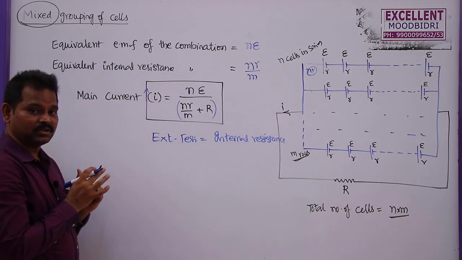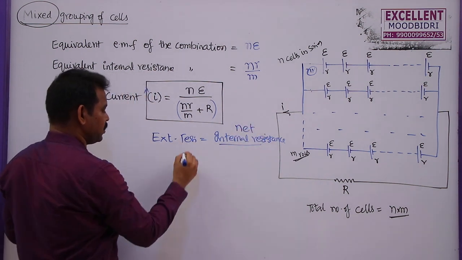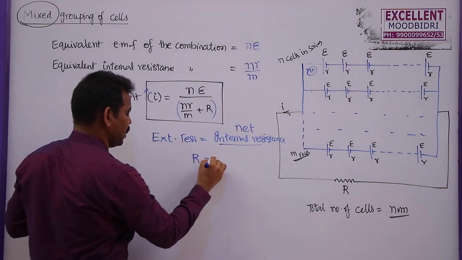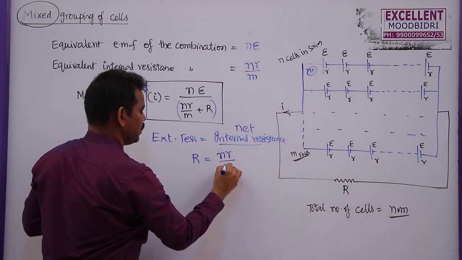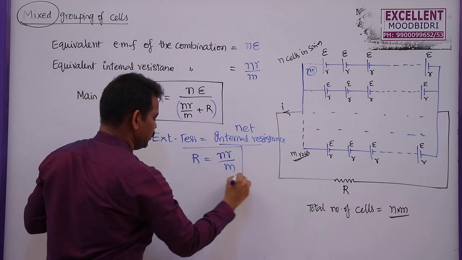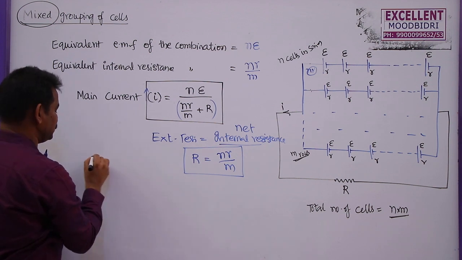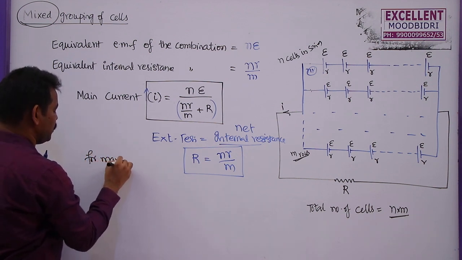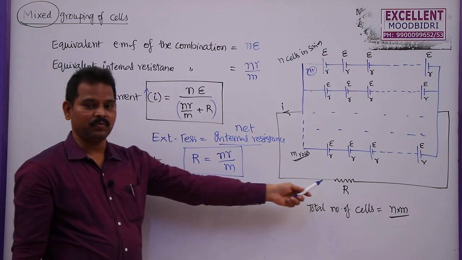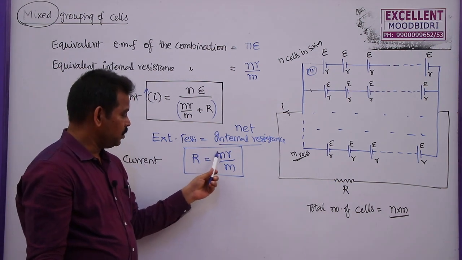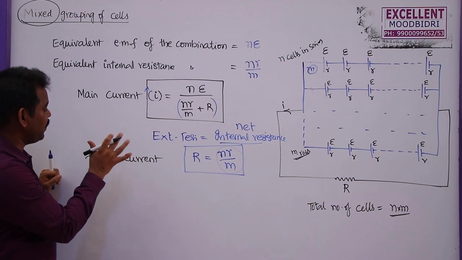But here, which resistance do we have to consider? Internal resistance means the net internal resistance. So we can write the external resistance is capital R. The total or effective internal resistance of the combination is given by NR by M. So this is the condition where the resistance will be minimum and the current will be maximum. For getting maximum current in the circuit, the external resistance must be equal to the effective internal resistance of this mixed grouping of cells. The maximum current.